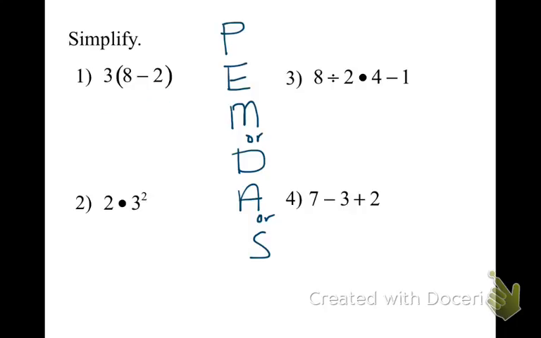Now, are there any parentheses? Yes, there are. So we need to solve this first. So what is 8 minus 2? 8 minus 2 is 6. Now the parentheses stay, and I bring down my 3.